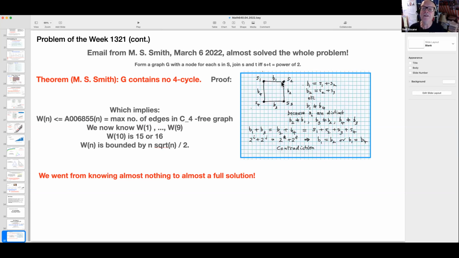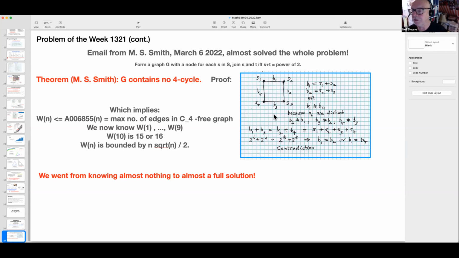But now look at the sum of the opposite pairs. B1 plus B3 is S1 plus S2 plus S3 plus S4. And so is B2 plus B4. So we have 2 sums of powers of 2 that are equal. Now, if you have the sum of 2 binary numbers, look at its binary expansion.